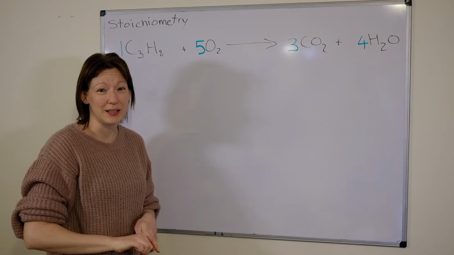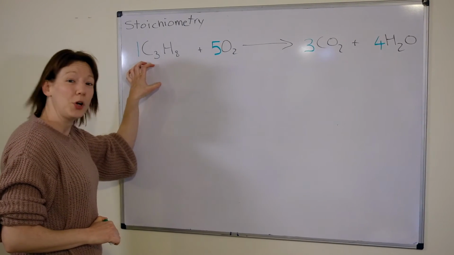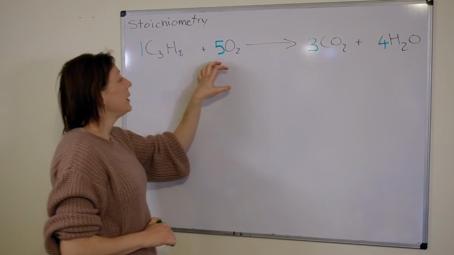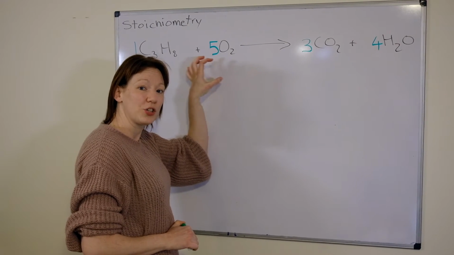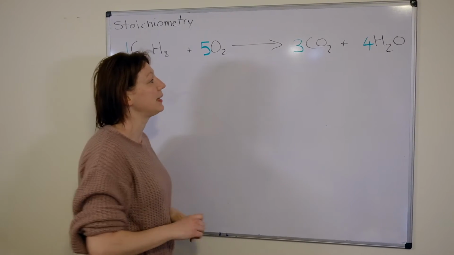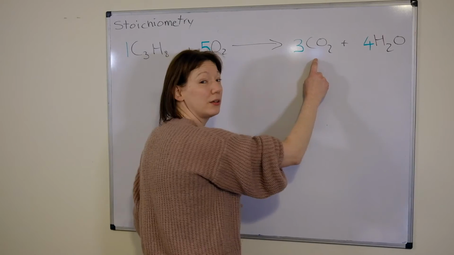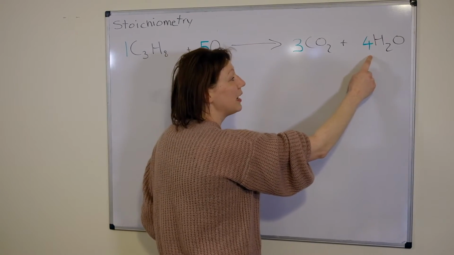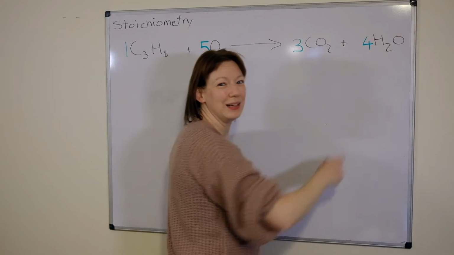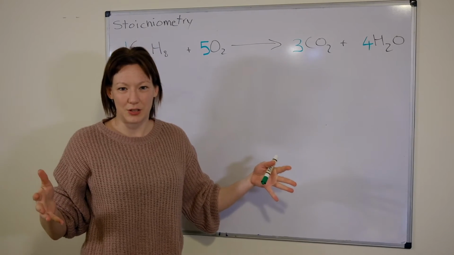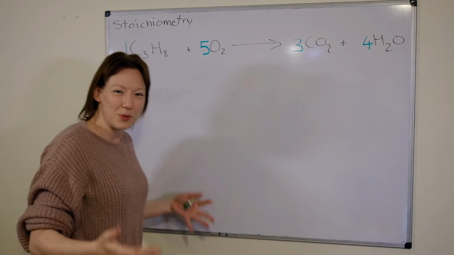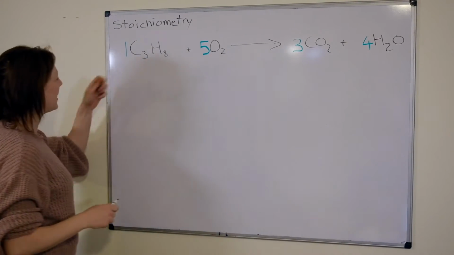Even as we look at this, you think about 1 propane molecule mixed with 5 oxygen molecules reacting completely is going to make 3 molecules of carbon dioxide and 4 molecules of water. Well, no one works on such a microscopic level. So what are we going to do with this? Well, let's think about it.